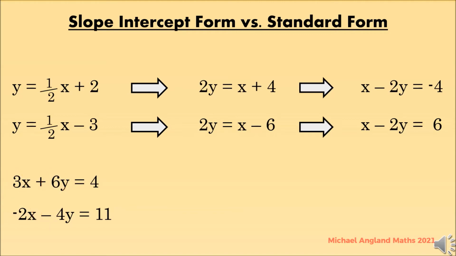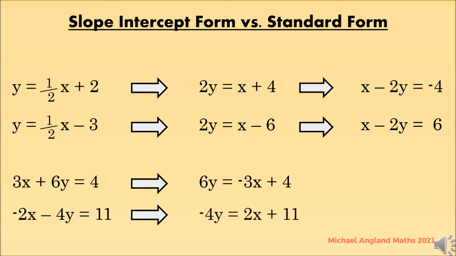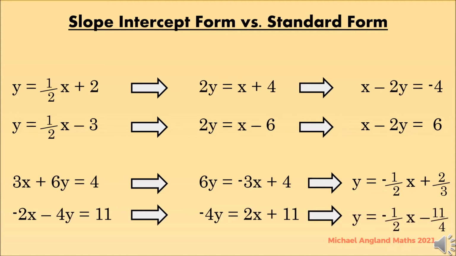So let's confirm this by transforming these into slope intercept form. The upper equation becomes 6y equals minus 3x plus 4. The lower equation becomes minus 4y equals 2x plus 11. Now dividing through by 6 in the top case and by minus 4 in the lower case, so we have y as the subject. For the upper equation, we get y equals minus half x plus 2/3. For the lower equation, we get y equals minus half x minus 11 on 4. Lo and behold, we have parallel lines because we have the same coefficient for x.